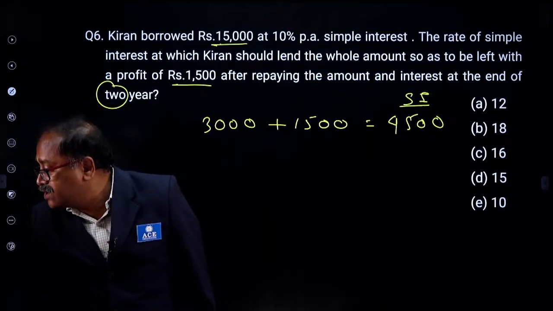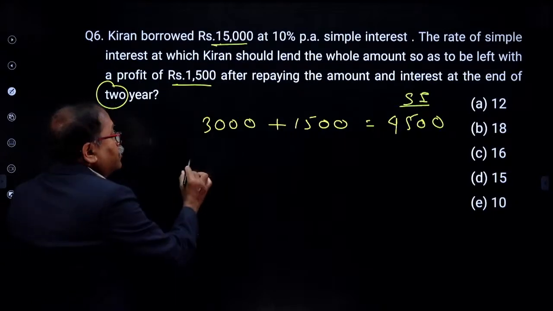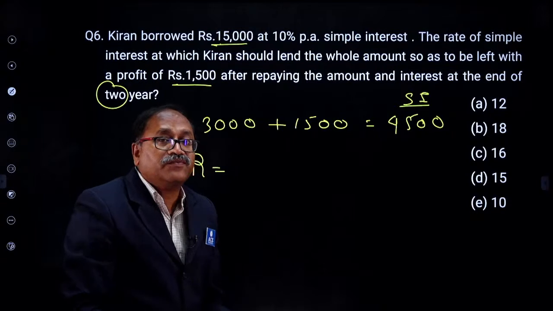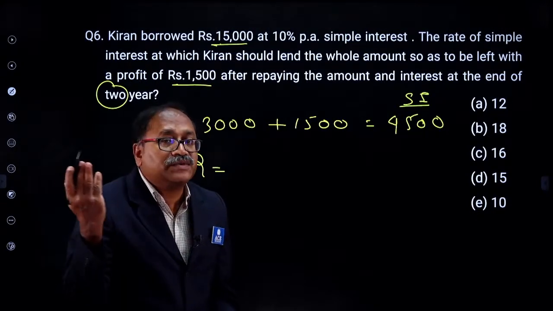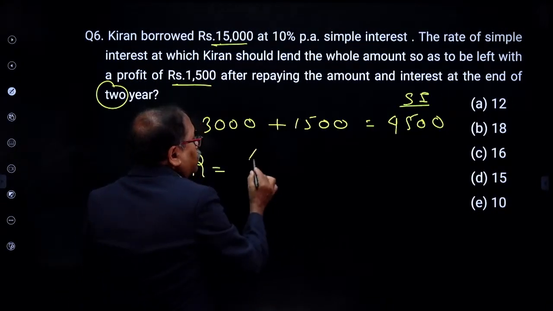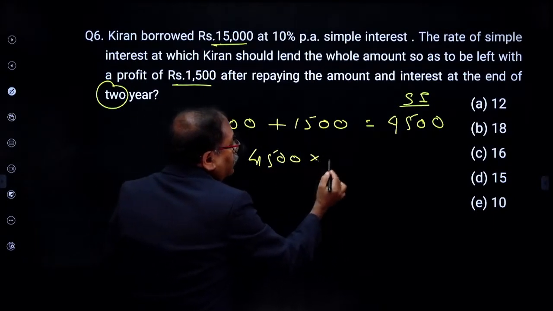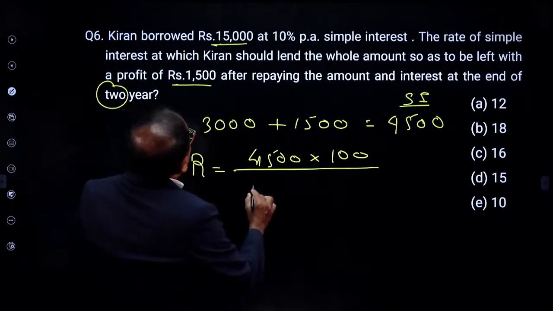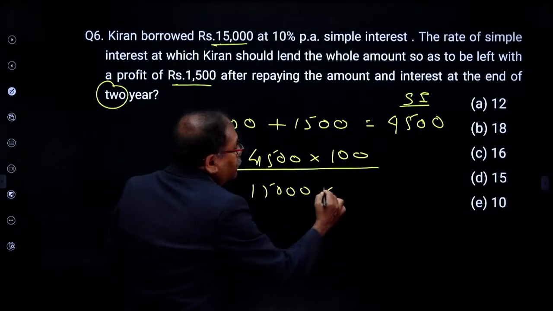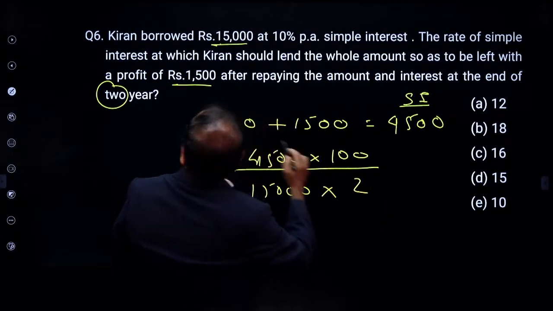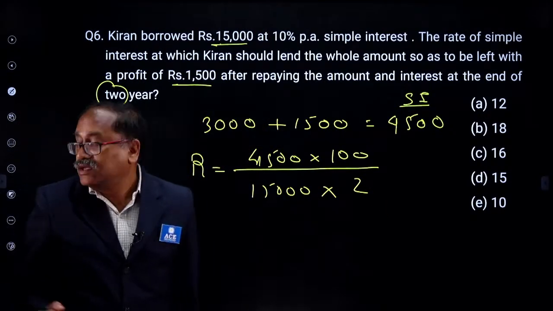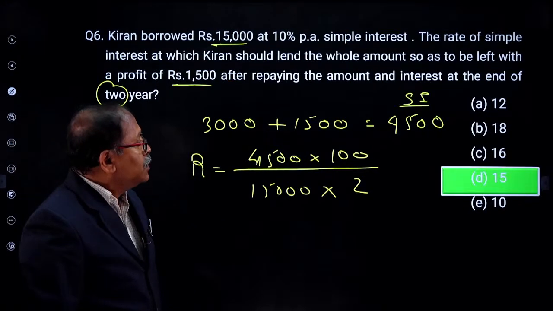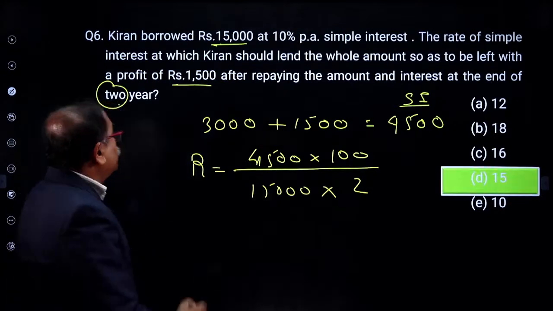So anyone answer the question? So what rate should he give? Simple interest is 4,500. So the basic formula of simple interest: the required rate of interest is 4,500 into 100, that is SI into 100 by P, that is 15,000 into T, which is 2 years. So you can find out. Anusha is saying 15%. Let me check. Yes, you are right, Anusha.